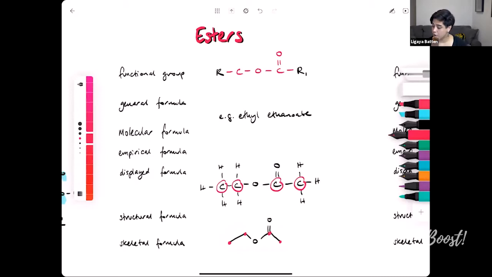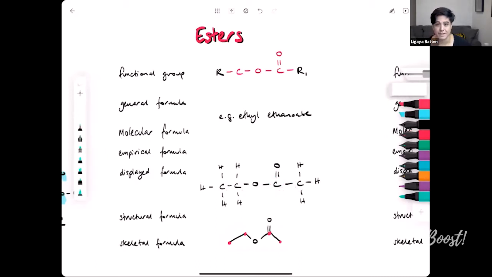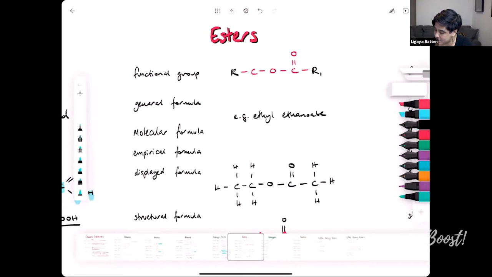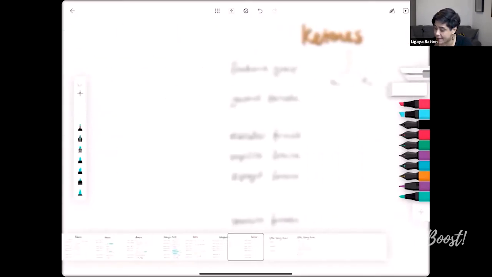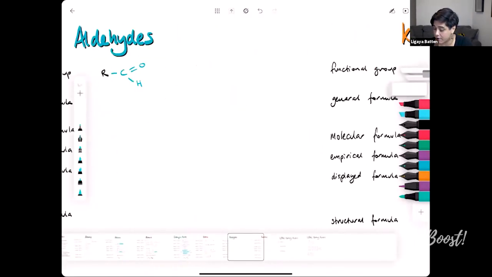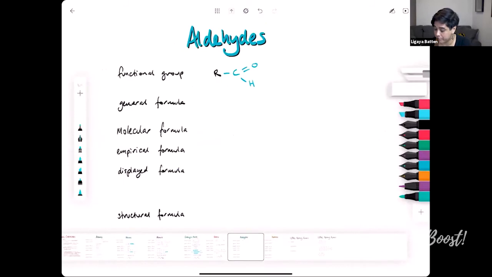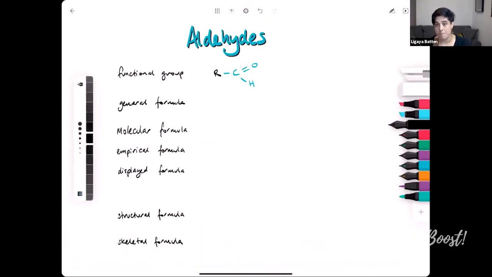Okay, so hopefully that makes a bit of sense, and hopefully we're skipping over the things that are a bit repetitive but showing you the important aspects of the different functional groups. Okay, so this is our esters. Another couple of functional groups that are newer at A level are aldehydes and ketones. So here again we've shown the functional group. I'll let you work out the general formula, molecular formula, empirical formula, and I'll just show a displayed formula again.